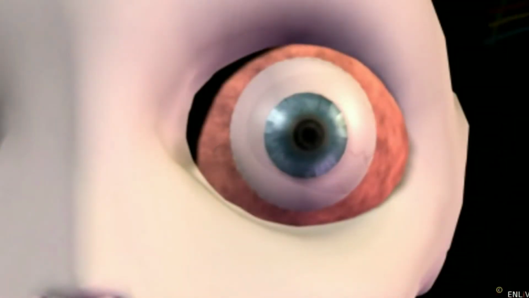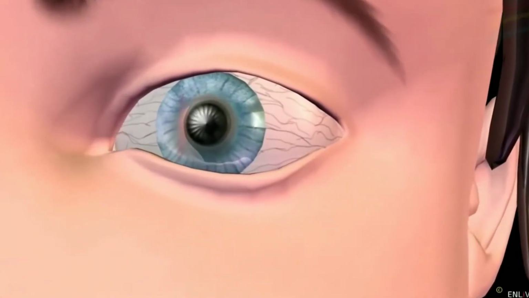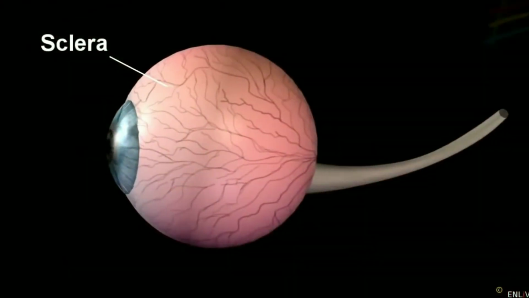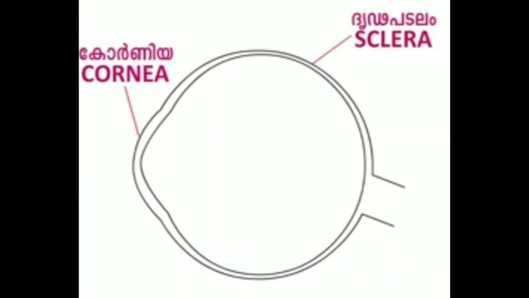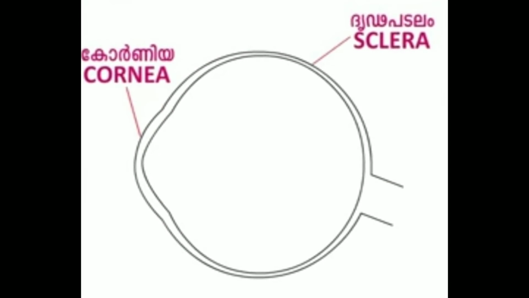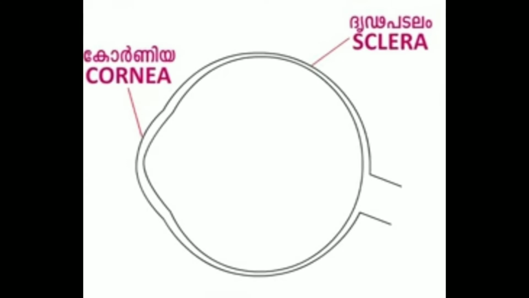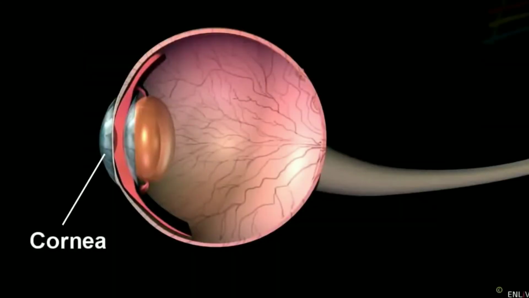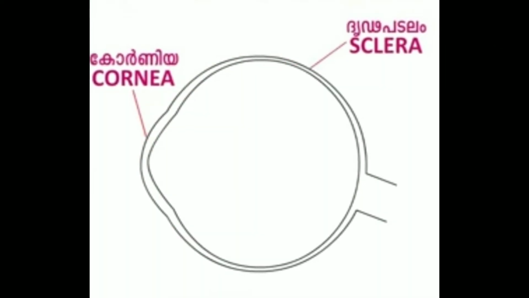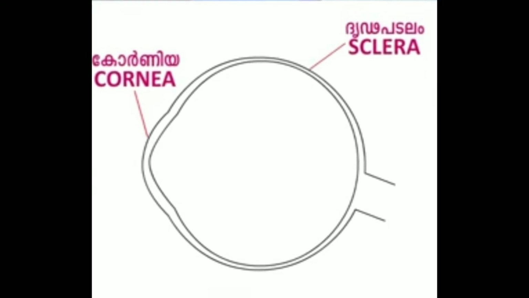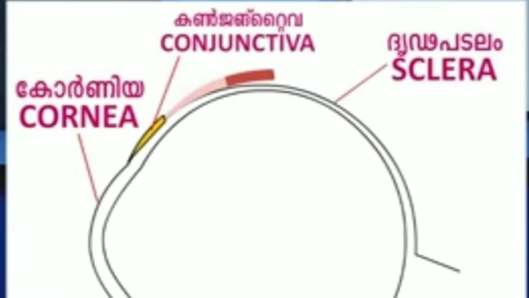Eye has 3 layers. The outermost layer is white in color, and it gives firmness to the eye. This is called sclera. It is made up of connective tissues. Then there is a projected transparent anterior part called cornea. It is a part of sclera, and it refracts light rays to focus on the retina. Then there is another thin layer that covers and protects the front part of sclera except the cornea, and that thin layer is called conjunctiva.